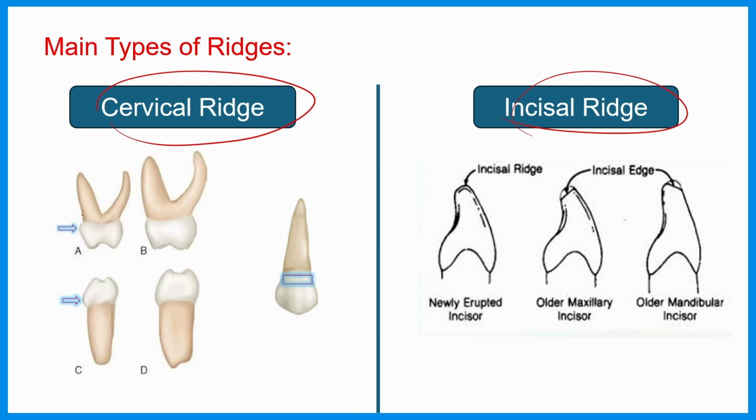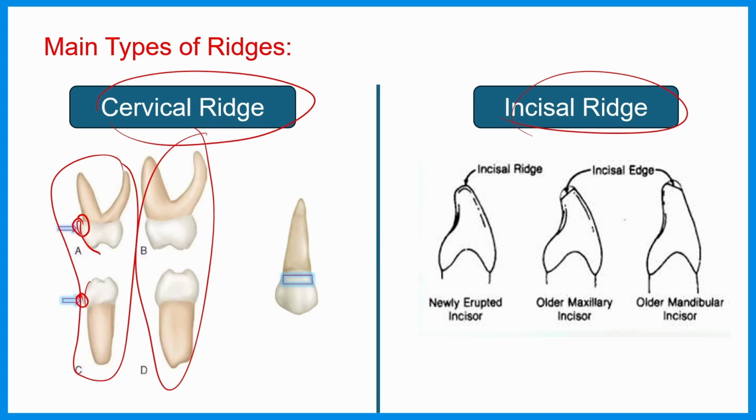Okay, so a cervical ridge is like a prominent elevation that can be seen on the cervical third of the facial surfaces of teeth. It's right there, on the facial surface. It's more prominent on deciduous teeth than permanent teeth. This is a deciduous tooth. This is a permanent tooth right there. So it's more prominent here.